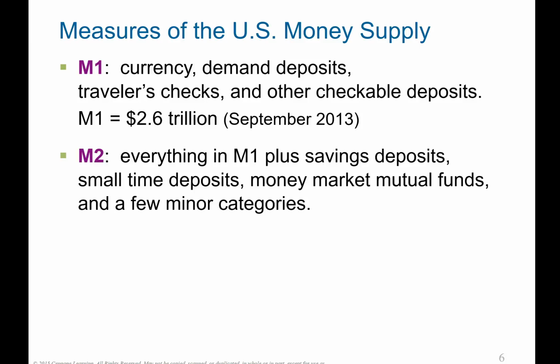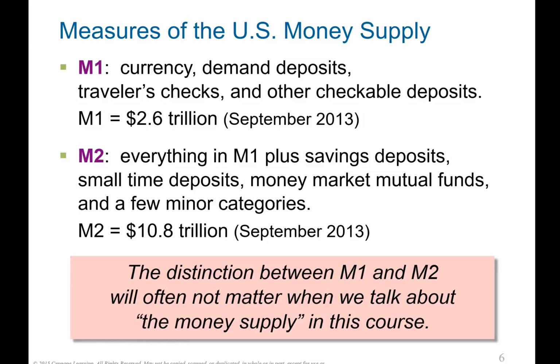M2 is M1 plus some additional things that we'd call near money. That would be savings deposits, small time deposits. By small, they mean generally under $100,000. Money market mutual funds, and a few minor categories that would also be categorized as pretty liquid, not as liquid as M1. So M2 in September of 2013 was 10.8 trillion. So you can see that there's a lot more in near money than there is in readily available cash. And so in this course and in this text, we won't be making distinctions between M1 and M2. We will simply refer to the money supply.